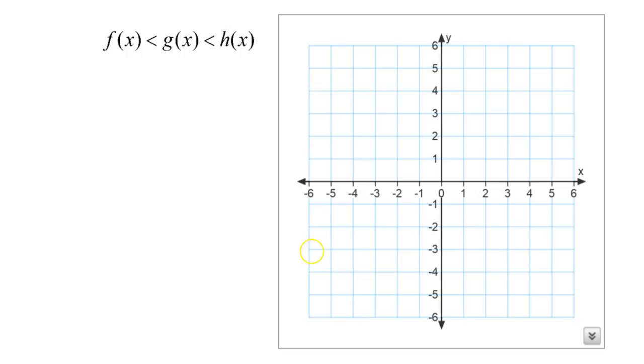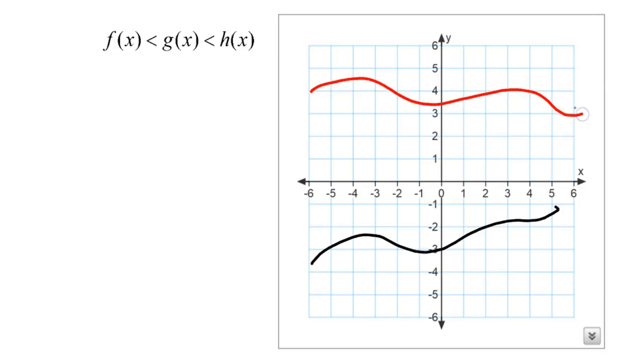Well, if I have some f of x function down here, I have some h of x function up here, and then I have some g of x function. Basically what it says is, no matter where I pick a value for x on the interval that I'm considering, the value of g of x will always be between the value of f of x and h of x.